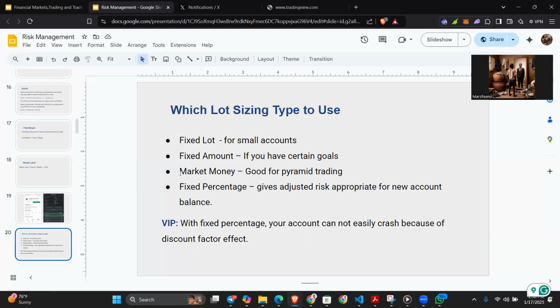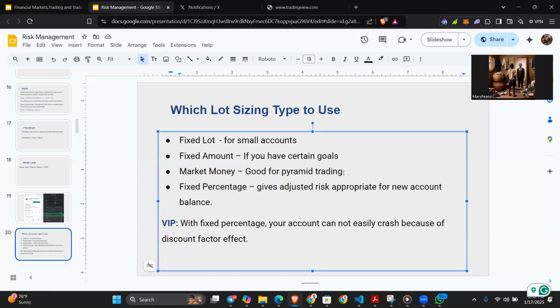Then we also have what we call market money. Market money is good for pyramid trading. As you progress or grow, you might hear of stacking, people stacking trades. So market money is good when you want to stack trades. Maybe the market has already gone in your favor and you've already removed your capital. Then any other position you open is based on the profit you have running. That is the only time market money is good. You use it for pyramid trading.